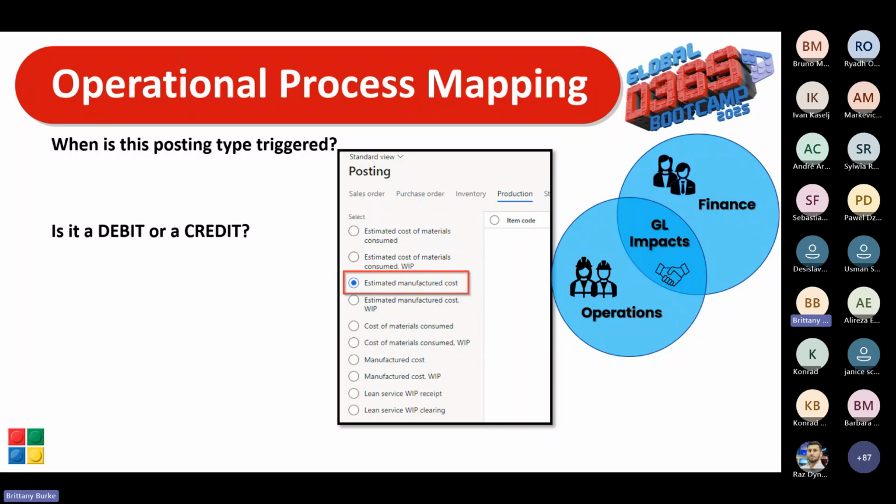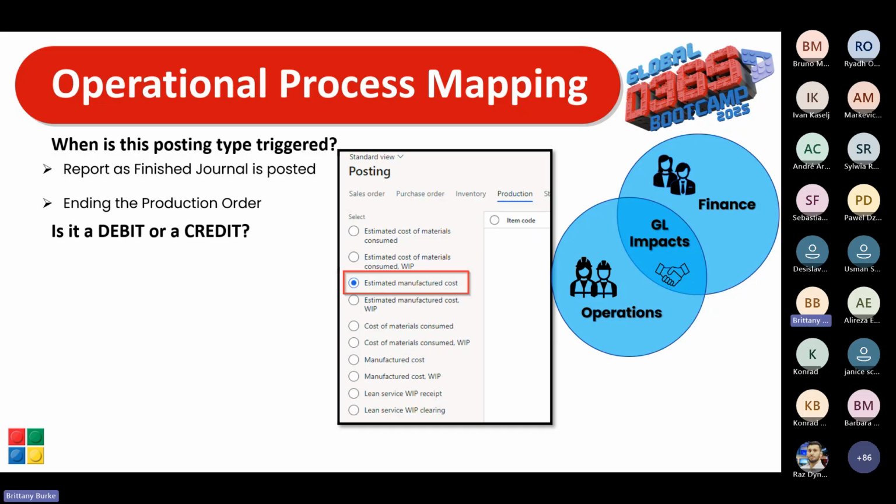So again, a question I love to ask is how many people can honestly answer when estimated manufactured cost is triggered, at what step in D365 does it actually hit the GL? Well, it's triggered first when you have a report as finished journal and that's posted. And then it's hitting again when you're ending a production order.